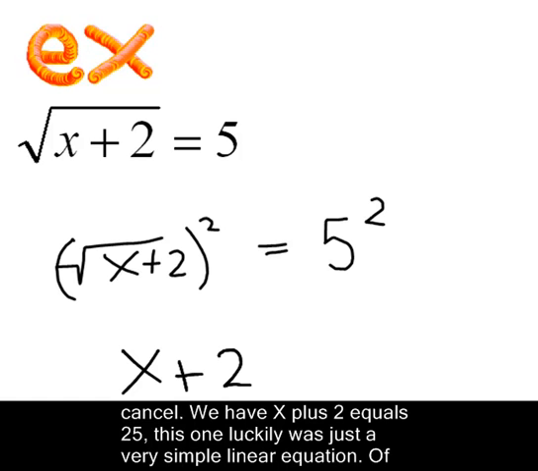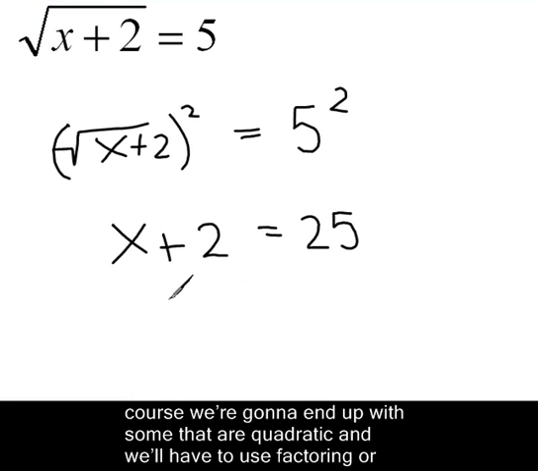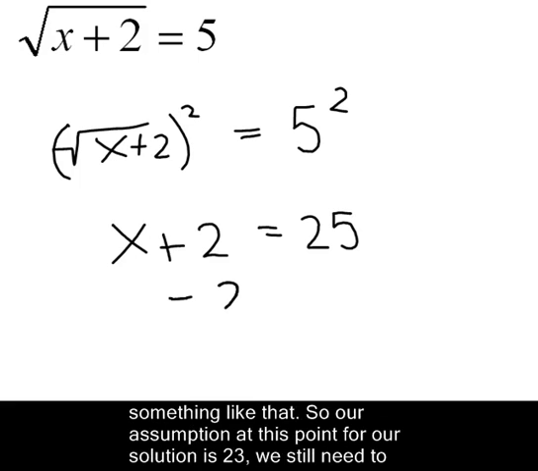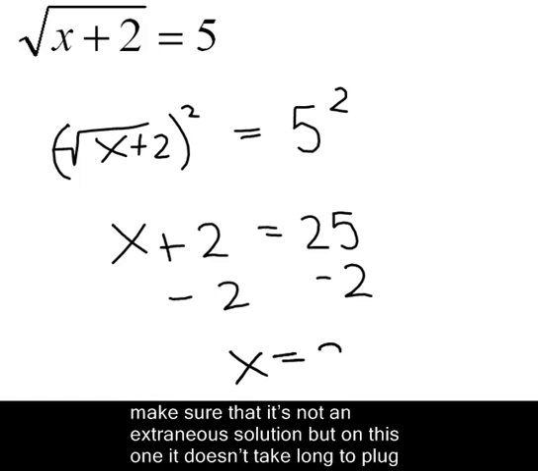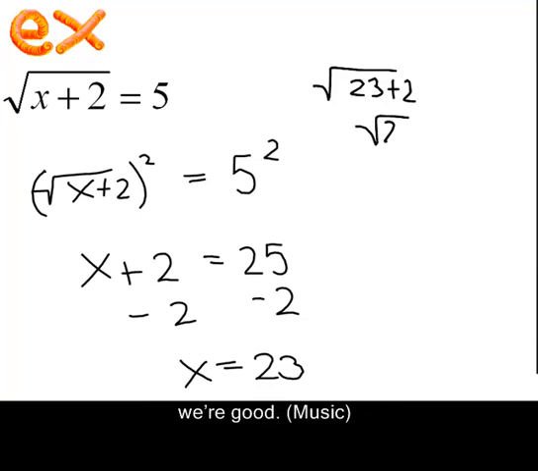This one, luckily, was just a very simple linear equation. Of course, we're going to end up with some that are quadratic, and we'll have to use factoring or something like that. So, our assumption at this point for our solution is 23. We still need to make sure that it's not an extraneous solution, but on this one, it doesn't take long to plug that 23 in and see that 23 plus 2, the square root of 25, is obviously equal to 5, and so we're good, right?